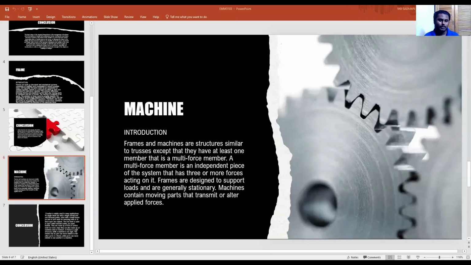Now I'm going to give introduction on machine system. Frames and machines are structures similar to trusses except that they have at least one multi-force member, and a multi-force member is an independent piece of the system that has three or more forces acting on it. Frames are designed to support loads and are generally stationary. Machines contain moving parts that transmit or alter applied forces. Now Said will explain the machine system.